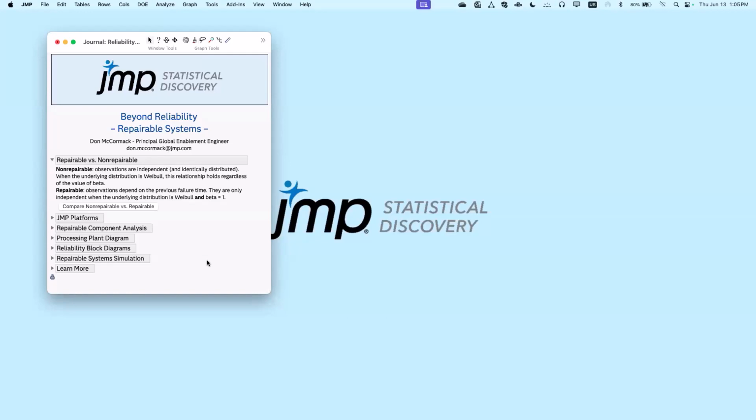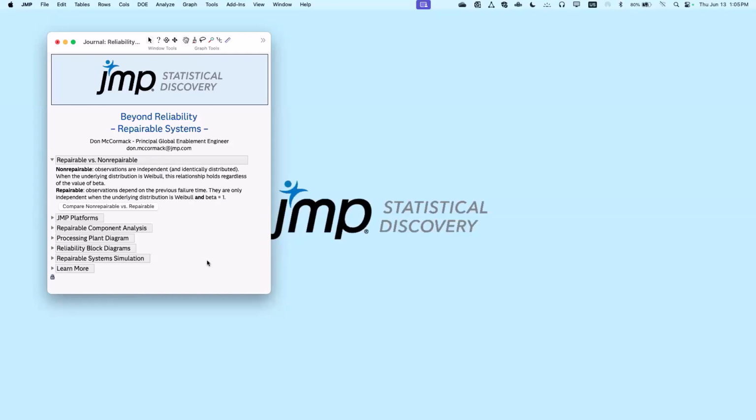So the big difference is that when I'm dealing with a non-repairable system, I only get to see one failure. Once the object fails, it's broken. I don't observe any more values from it. So the observations that I'm looking at with the Weibull distribution are going to be independent and identically distributed. Whereas when I'm dealing with entities that are repairable, the failure that I see might not be the first failure, it might be the second or fourth or 10th failure. And that makes a difference.